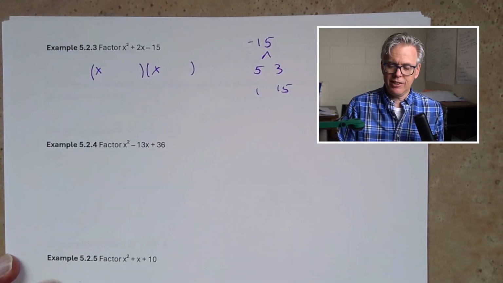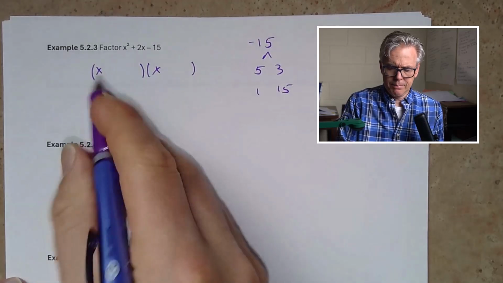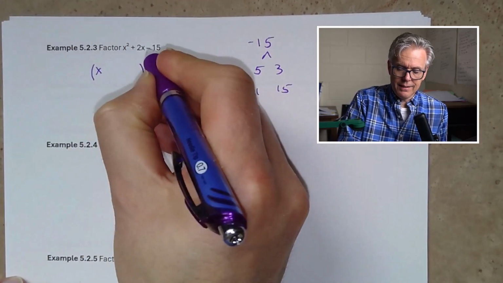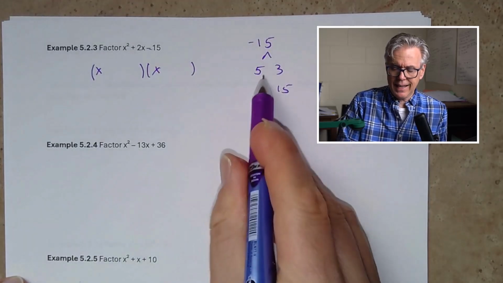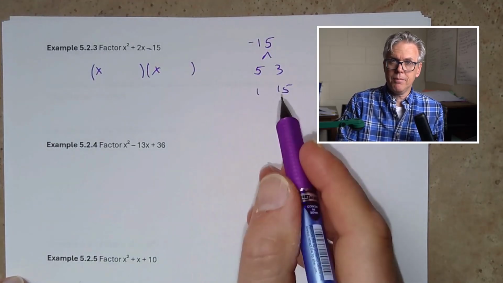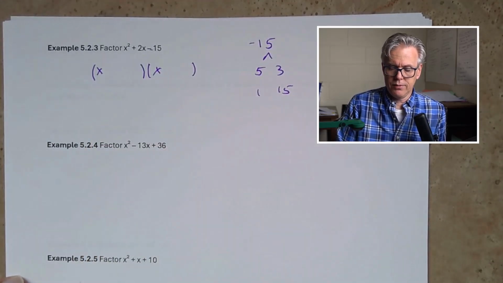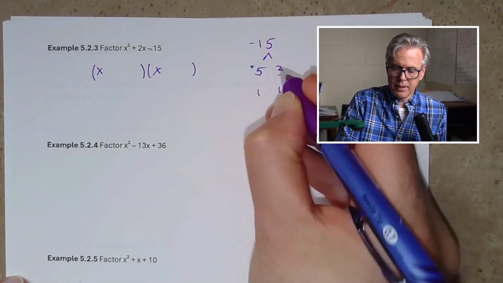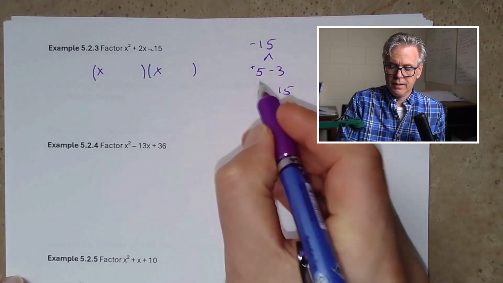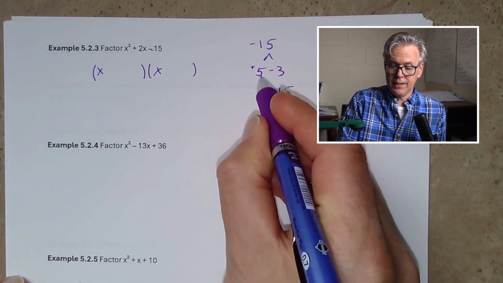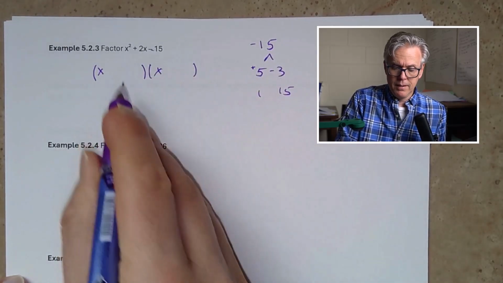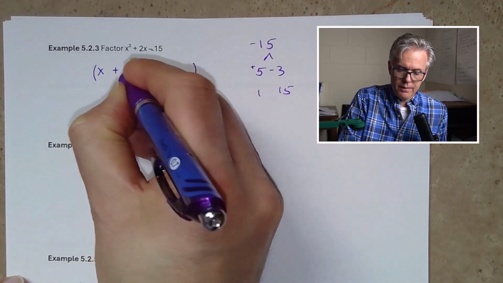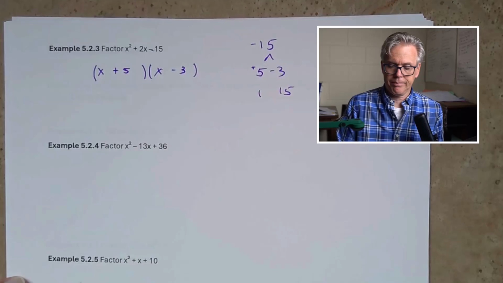And once you get pretty good at these, you don't even have to write all of them down because you'll kind of see it. So how can I combine? When this number is negative here, the question I ask is how can I combine these in any way, plus or minus, so I get this middle term of a plus 2x? Well, yeah, if this 5 is positive, and I'll emphasize that by putting a plus there, and this 3 is negative, 5 times negative 3 is negative 15, and 5 plus negative 3 is a positive 2. So that's your answer, x plus 5, x minus 3.